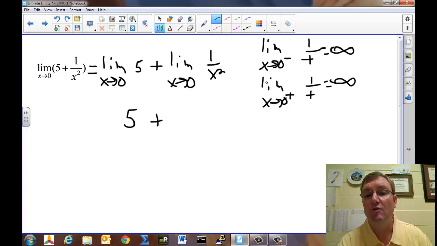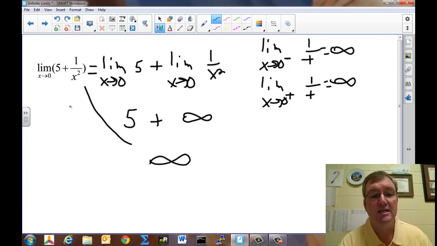So now from the left side, this function's approaching infinity. From the right side, this function's approaching infinity. So this limit does exist. This limit is infinity, and infinity plus the number 5 just gives us an overall limit of infinity for this particular problem. So the answer for this problem is that the limit does exist and the limit is infinity.